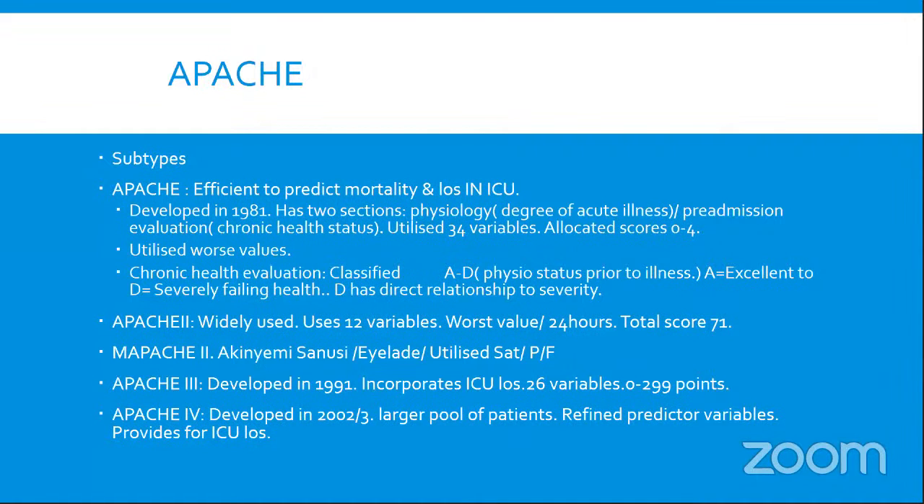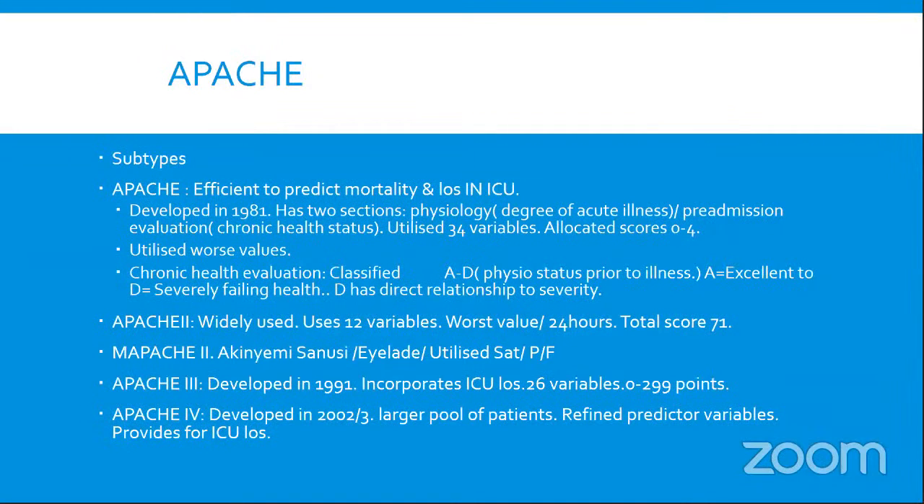And APACHE 2 is very common with just 12 variables. Then our own Akinyemi, Sanusi, Yelade actually looked at some of the variables, in places where you wouldn't have the laboratory parameters required in APACHE 2, and proposed supplanting oxygen saturation for the PF ratio. Some places may not have the privilege of having a blood gas analyzer to determine the PF ratio. So if you read the Sanusi, Yelade paper, you see the validity of an update of APACHE 2.